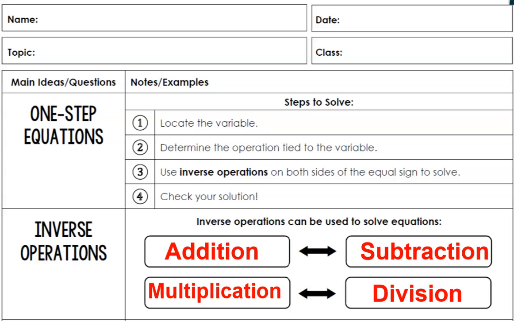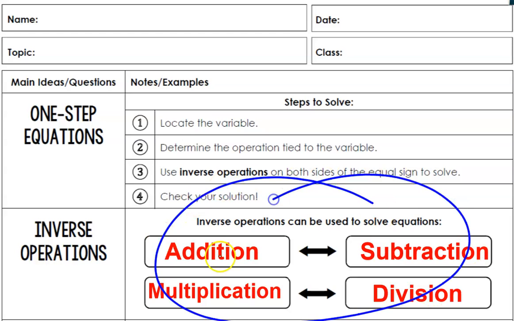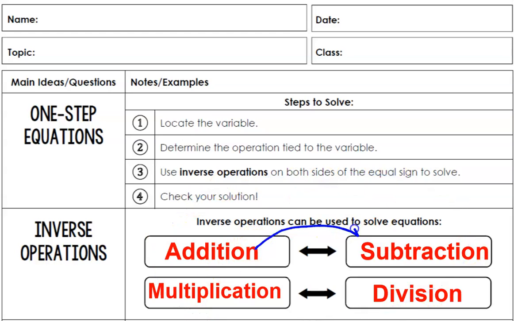So an inverse operation is what we have down here in red. The opposite of addition is subtraction, and the opposite of subtraction is addition. The opposite of multiplication is division, and the opposite of division is multiplication. So once you identify the operation that is being performed, you're going to choose the inverse of that. And in order to isolate your variable, you need to use that opposite operation on both sides of the equal sign.